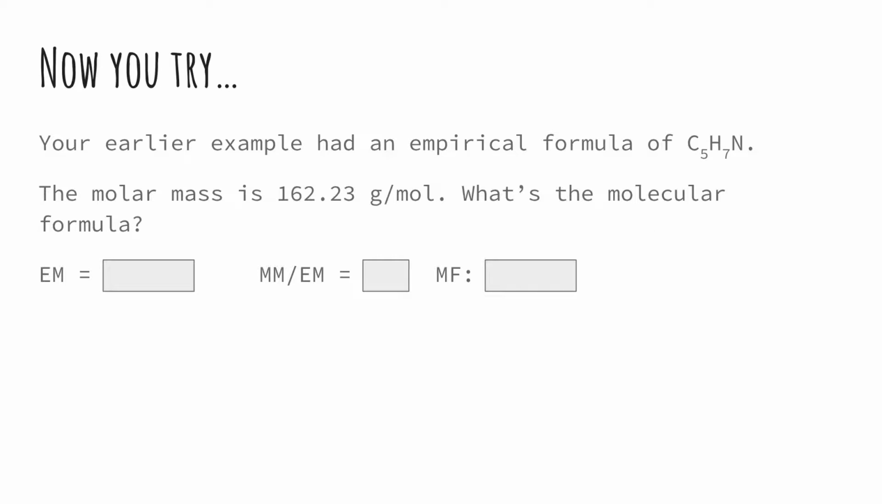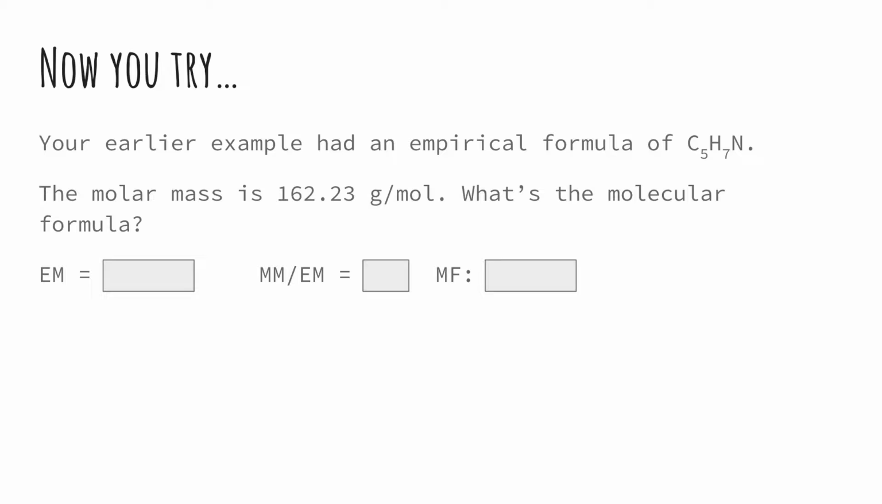Now why don't you go ahead and give it a shot with the earlier example we did. The empirical formula C5H7N, the molar mass is actually 162.23 grams per mole. Given those 2 bits of data, what is the molecular formula of this compound? Seriously, go ahead, pause it, try to work it out for yourself.